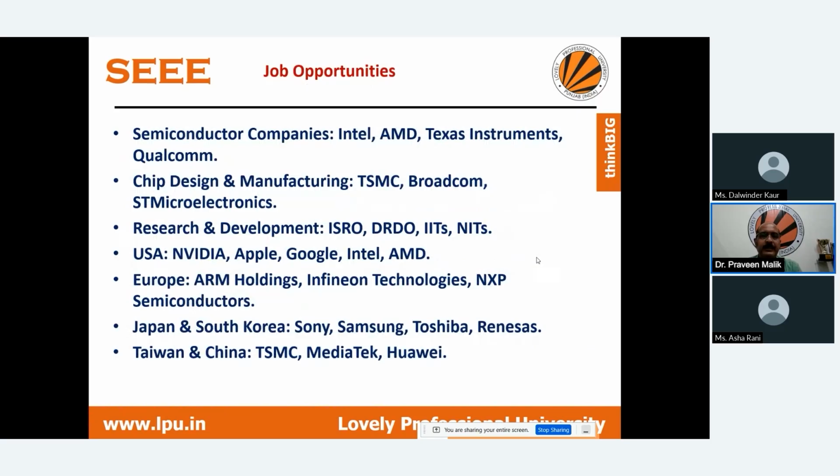Now, as far as the job opportunities are concerned, yes, Intel is one of the famous companies. Then we have AMD, Texas Instruments, and Qualcomm. Many of our students have been placed in Qualcomm, Intel, and AMD also. If you want to build your career in research, of course, you can look for ISRO, DRDO, or certain IITs or NITs also.